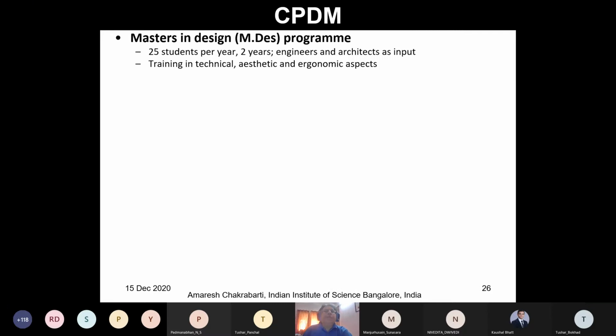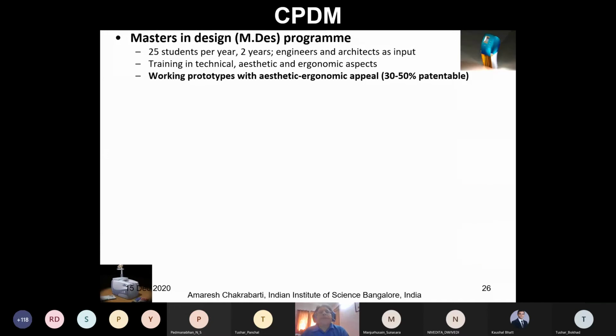So we have a Masters in Design program, M.Des. About 25 students are taken per year from all areas of engineering and architecture, and we train them in all of these technical, aesthetic, ergonomic aspects, so that they become holistic problem solvers. And they have to produce a working prototype in order to get their master's degree, and about a third to a half of these are patentable.